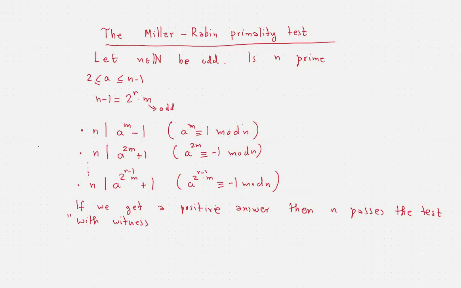If for a given a, n fails all of the above conditions, then it is a composite.